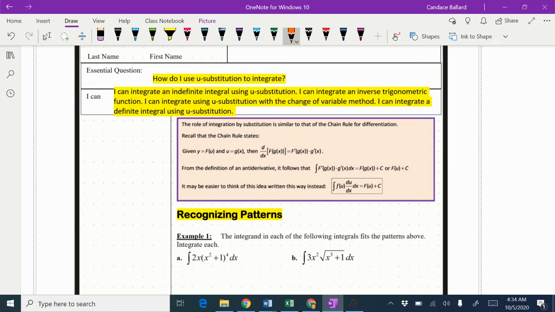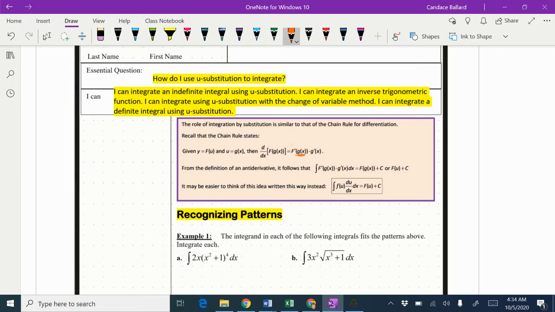So you have to remember that the chain rule tells us that if y equals the antiderivative of u, and u equals g of x, then the derivative of f of g of x is the derivative of f of g of x times the derivative of the inside. So remember, we used to say that this one was orange, and then we take the derivative of it. So it's the derivative of the outside times the derivative of the inside.